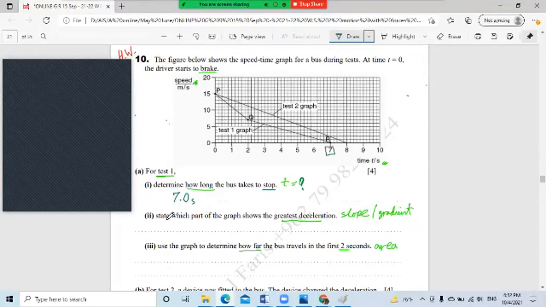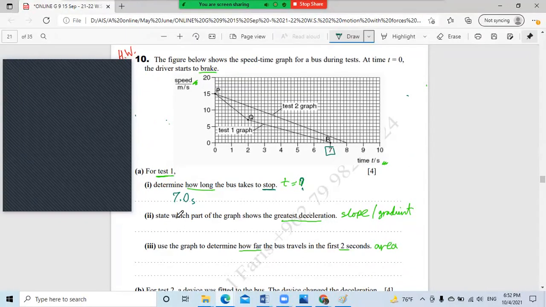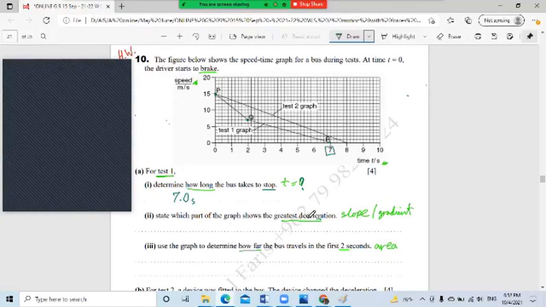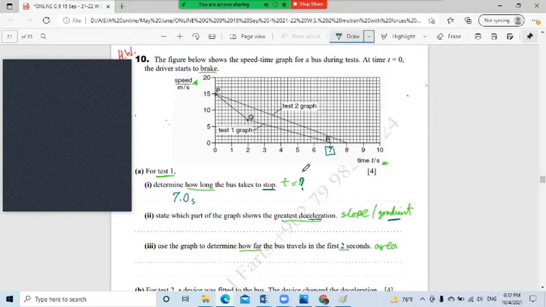Okay. State, next part, part two: state which part of the graph has the greatest deceleration. Is it from P to Q or from Q to R? Now, when they ask about acceleration or deceleration, they ask about the gradient. Which one has the greater gradient? From P to Q, 2 seconds, or from Q to R, 5 seconds? What do you think?